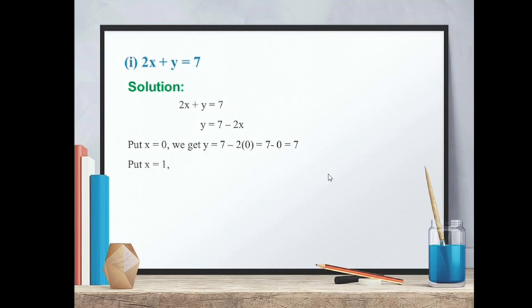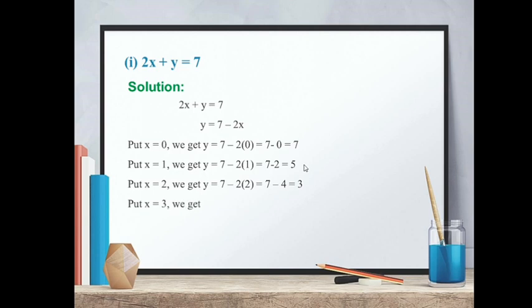Put x equals 1, we get y equals 7 minus 2 into 1, which is 7 minus 2 equals 5. So when we put x as 1, we get y as 5. Then again two more solutions we want, as it is given in the question to find out 4 solutions for each. Put x equals 2, we get y equals 7 minus 2 into 2, which is 7 minus 4, equals 3. Put x equals 3, we get y equals 7 minus 2 into 3, which is 7 minus 6, equals 1.